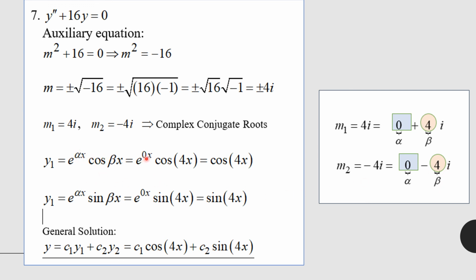So you get e to the 0x cos 4x, but e to the 0x is 1, and 1 times cos 4x is cos 4x, followed by y2, e to the 0x sin 4x, e to the 0x is 1, and 1 times sin 4x is sin 4x. So now you can write down the general solution, y equal to c1 y1 plus c2 y2.